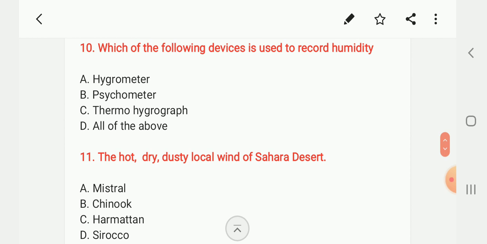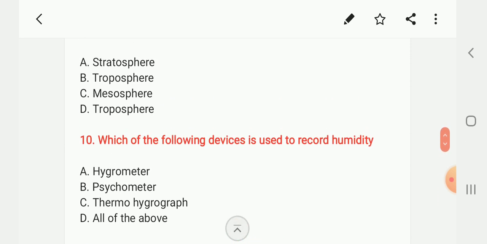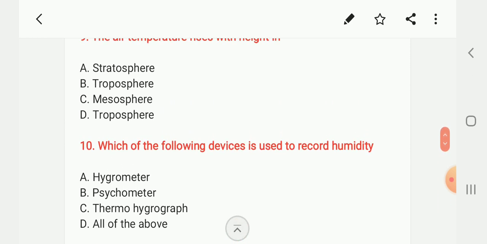Which of the following devices is used to record humidity? A. Hygrometer, B. Psychrometer, C. Thermohygrograph, or D. All of the above. The correct answer would be D, all of the above. All of these can be used to measure humidity. Okay.